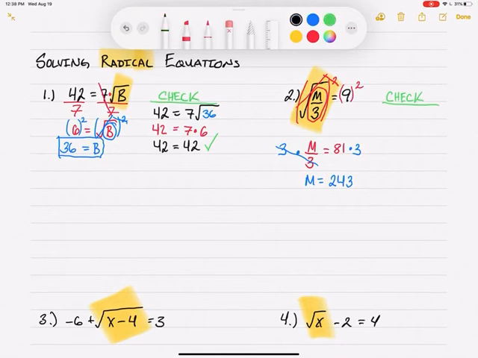So to check, again, I just rewrite the original equation, and instead of writing the variable, I'm going to plug in the number that I found, 243. So 243 divided by 3 is going to be 81, and the square root of 81 should equal 9. The square root of 81 is 9, and since 9 equals 9, our answer is correct. So m equals 243 is right.